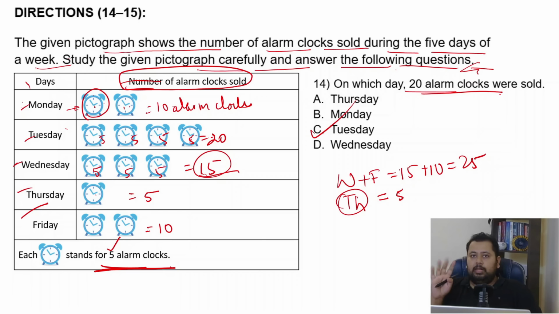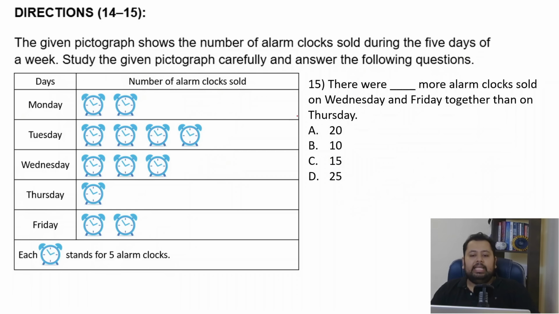Tomorrow also I'll give you four chocolates, but I'll give you two more than today. Today I gave you two, tomorrow four. So I gave you two more than today's chocolate, right? Similarly, how much more was sold on Wednesday and Friday together than Thursday? It is nothing but 25 minus 5, that is 20. Option number A is your correct answer. If you have got this one correct, give yourself a star.